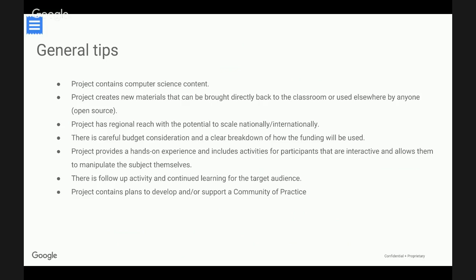Your project should create materials that can be brought directly back into the classroom or used elsewhere by anyone, like an open source resource, or it might be the adapting of existing materials. For example, in some countries who do not have computer science as part of their curriculum, they may want to look to countries like the UK or the US, where there are certain standards around teaching computer science, and adapt those for their local context. The project ideally should have some sort of regional reach, and if you had the potential to scale nationally or even internationally, that would be fantastic to try and build into your proposal.